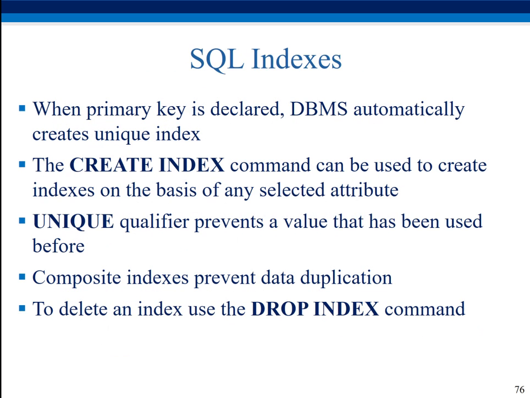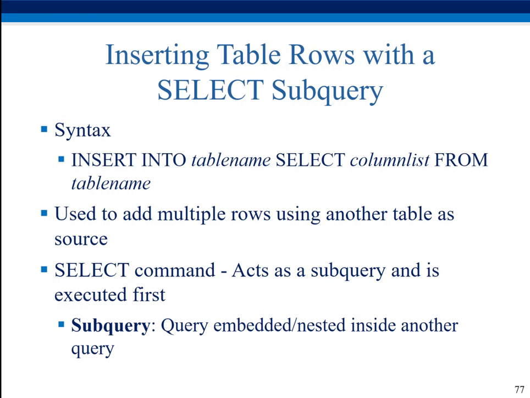Index in here, creating an index, very simple. Unique, we talked about, and drop index. So basically, every table needs to have a primary key. If you're creating the table within Access, it will do it for you automatically.